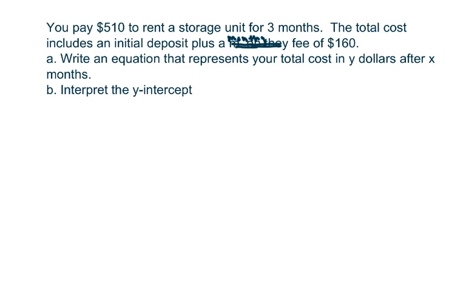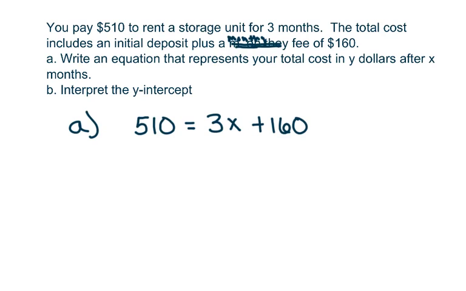Okay, hopefully at this time you've paused the video, so let's see how you did. So the first thing you need to do is write an equation. So our equation should be 510, because that's your total. 3 months, so x represents the months. And the initial deposit, or the starting value, was 160.